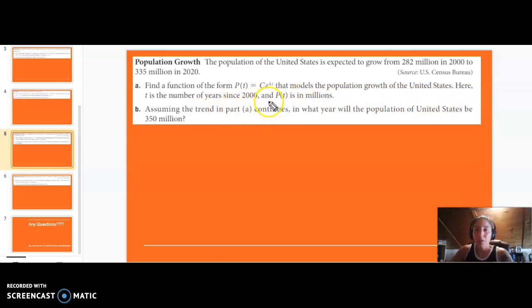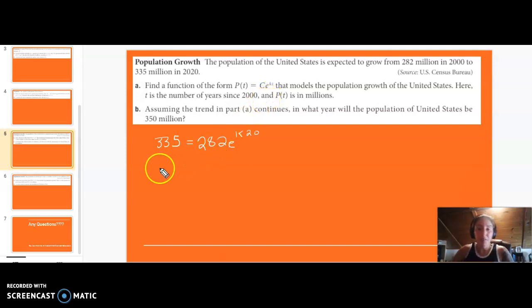Okay, so what do we know? Well, we know that the starting amount was 282 million times e to the k, and then how many years went by from 2000 to 2020? Oh, 20 years went by. And after 20 years, we went up to 335 million. So P of t is the ending population, C is the starting population, e is e, k is the growth constant, which we don't know and are trying to solve for, and t is the amount of time. Okay, well, there was 20 years that went by.